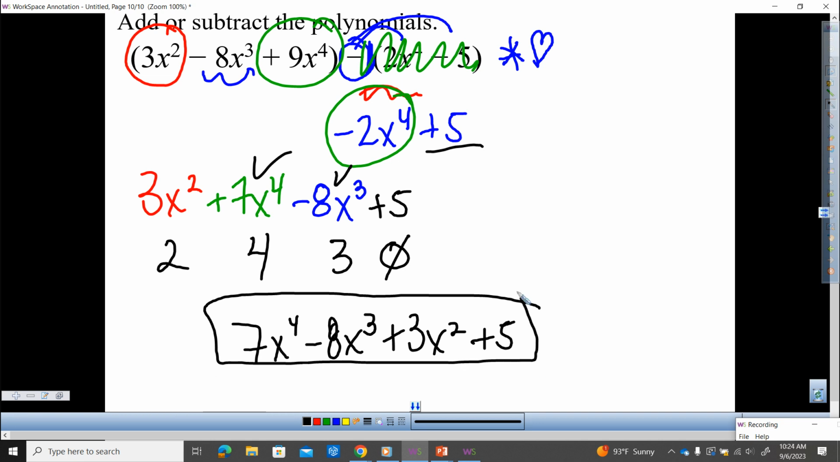Are we done? Yes? Nearpod code. Give me a second. All right, send me your notes. All right, so how did we do with subtraction? Yeah? Pretty simple. Just don't forget that first step. All right, let's do another one.